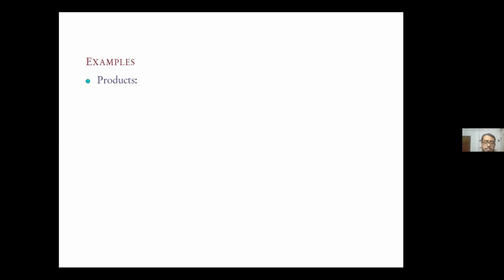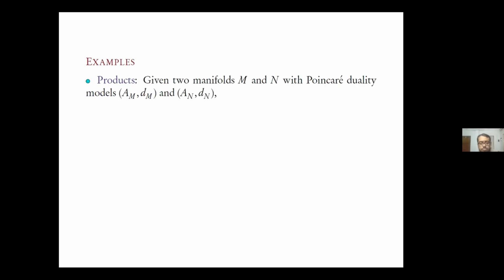If I want to enlarge my class of examples, I could always talk about products. And so if I have two manifolds M and N with Poincare duality models, which I'll call (A_M, d_M) and (A_N, d_N), then what do you have to do to say that M cross N, the Cartesian product, has a Poincare duality model? I have to produce a map from the minimal model to some Poincare duality algebra.